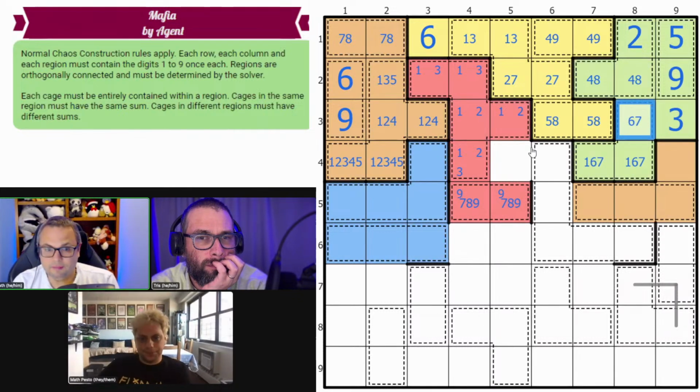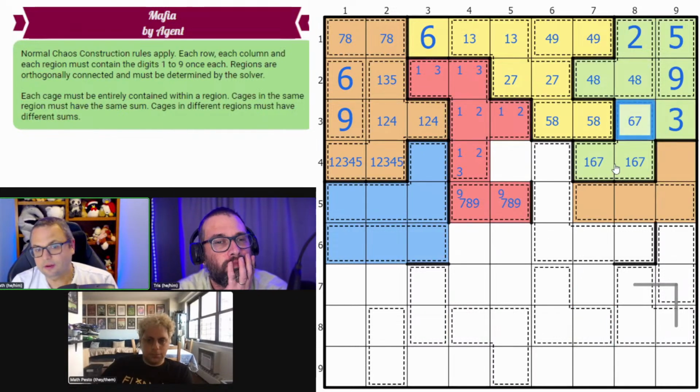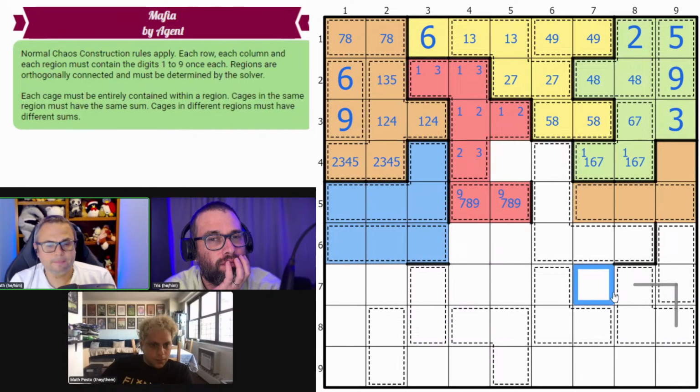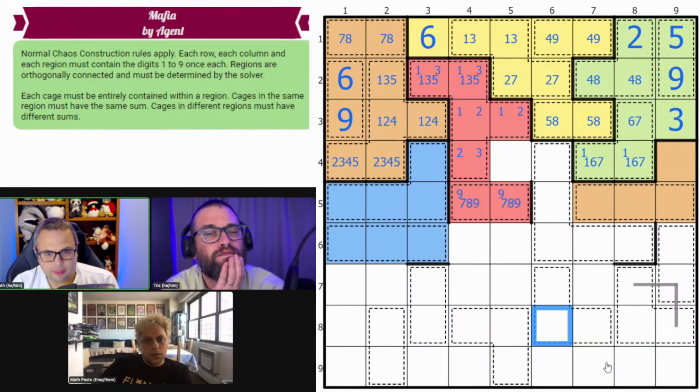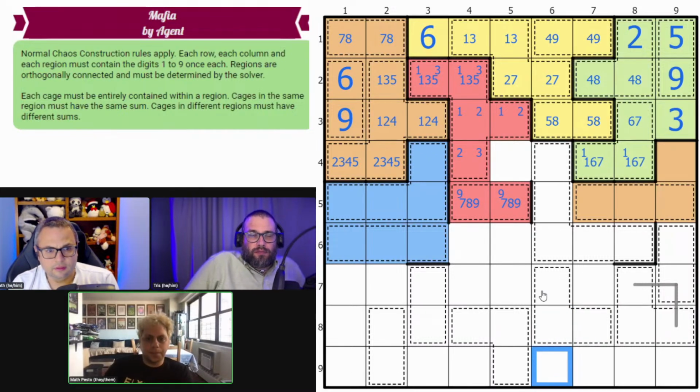This is not a 1, because if the 6 and 7 are here, the minimum sum of this cage is 19, and this cage can't sum to 19. So there's a 1 down here, actually. So no 1 there, no 1 there. And Jim says 1, 5 triple left row 3. I agree with that as well. Row 2, I guess. Yeah.